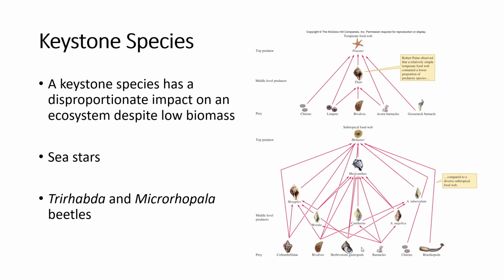Sea stars are a keystone species because of the number of things they eat. And since they tend to eat the most dominant creatures, then those most dominant creatures will then have a lower competitive ability because they are being eaten by sea stars. And since they have a lower competitive ability, this frees up space for other species to take in more resources. So they'll have more of the other things if the Pisaster are eating the biggest things. Trirhabda and Microrhopala beetles feed on goldenrod, which is a strong competitive species in northeast grasslands. Because they feed on this species, they allow more species to exist because they get rid of the strongest competitor.